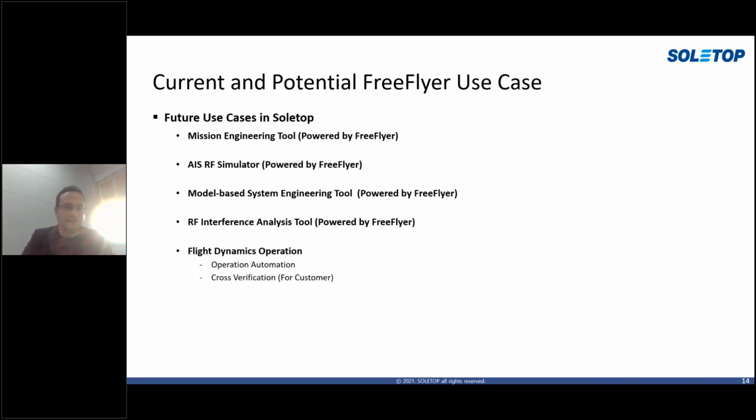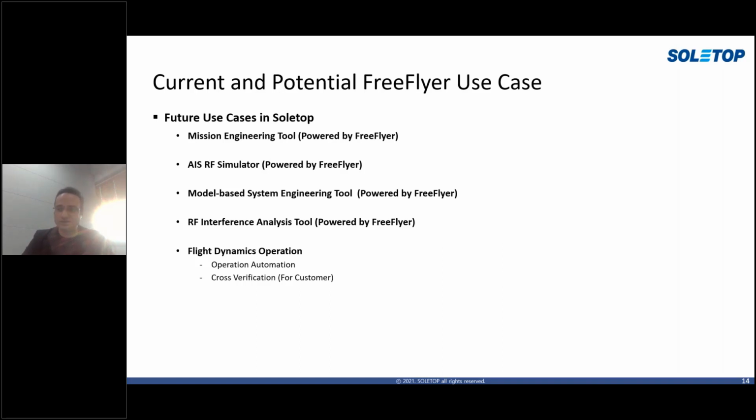So future use cases in Korea would definitely involve a mission engineering tool, which is under discussion with the FreeFlyer team in the US, and then there is an AIS RF simulator. Then we would move towards a model-based systems engineering tool, and an RF interface analysis tool as well. These tools are an extension of our collaboration into a technical partnership, where we can develop and implement new technological and creative tools for the customer's ease of working with FreeFlyer.